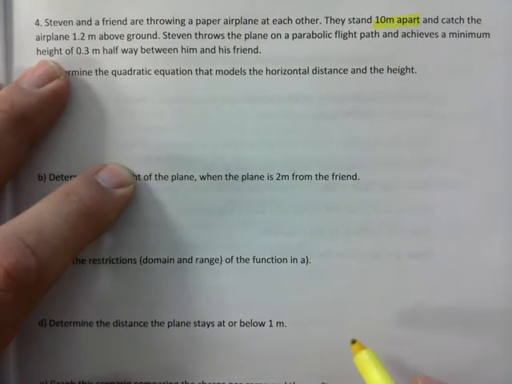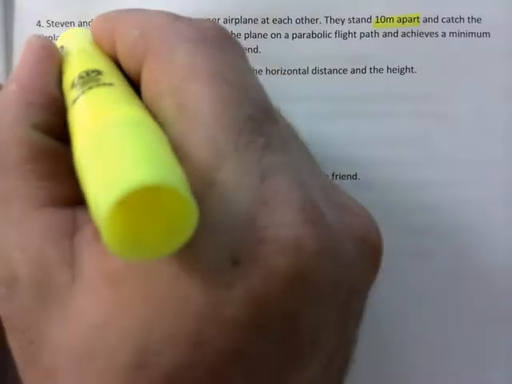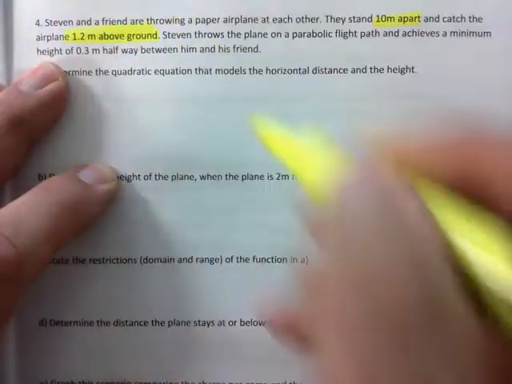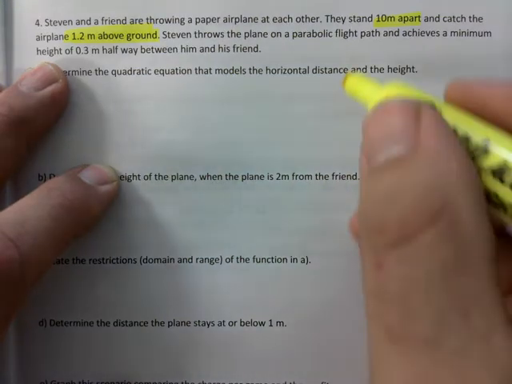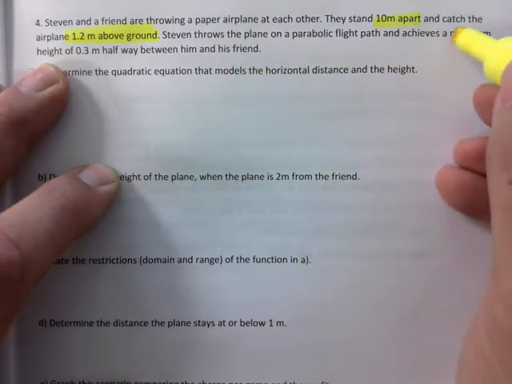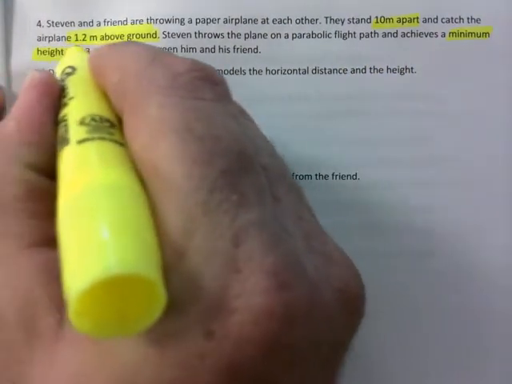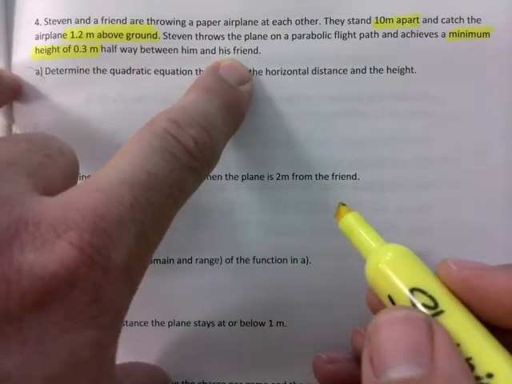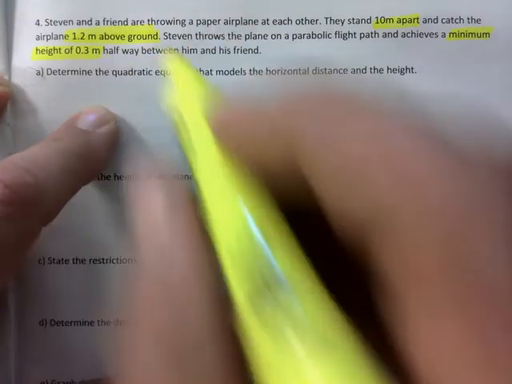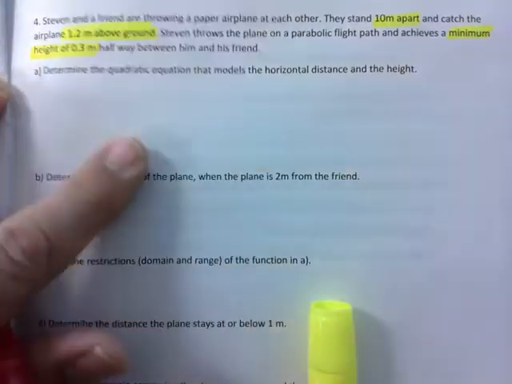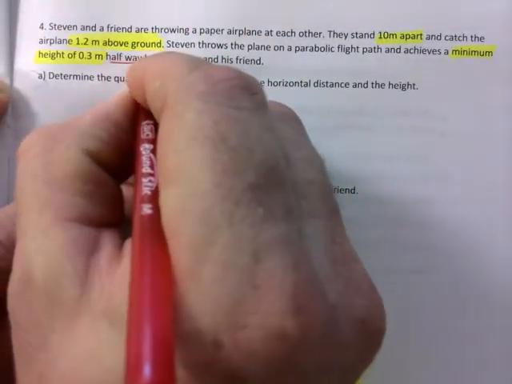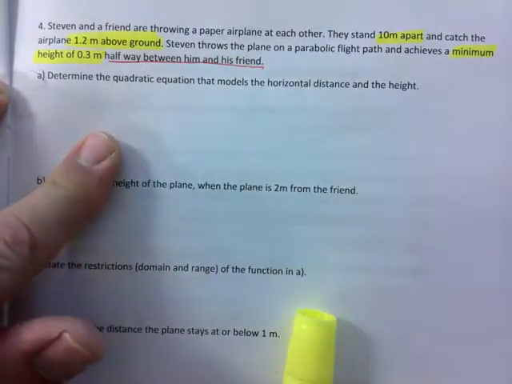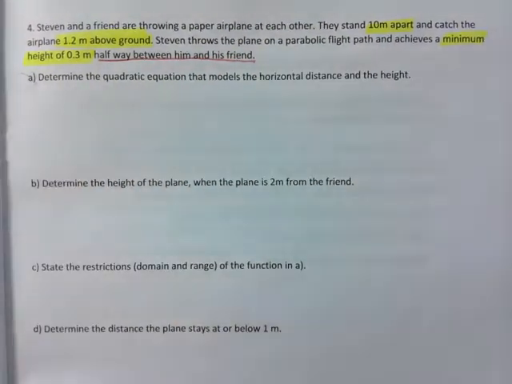And catch the plane 1.2 meters above ground. Okay? Stephen throws the airplane on a parabolic flight and achieves a minimum height of 0.3 halfway between him and his friend. That's also important. That is actually very important, right? Where is that happening, right? Halfway between him and his friend. So underline that like so.